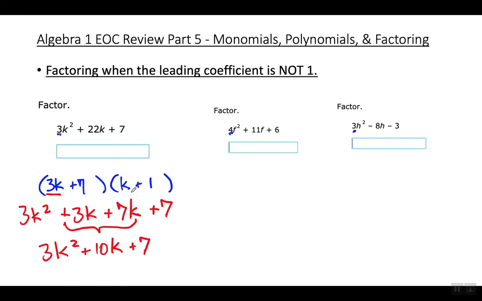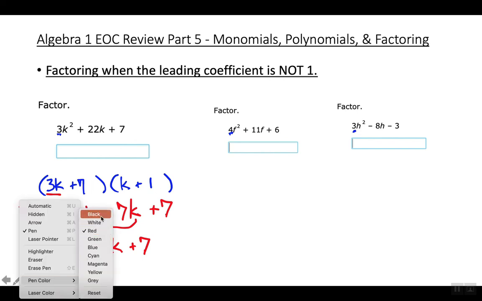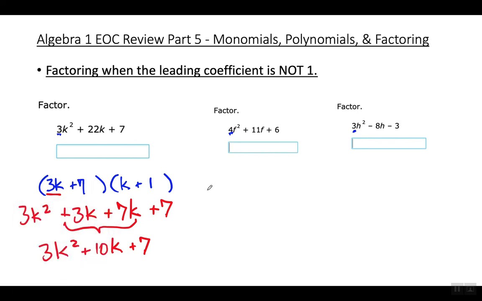This combination is wrong. So let me instead try. Let me change to a different color. Let me instead try 3k. And I'm going to put the 1 over here now and see if that makes a difference. Times k. And I'm going to put the 7 over here. Vamos a poner el 7 aquí atrás. Now let me multiply them and see if it makes a difference.